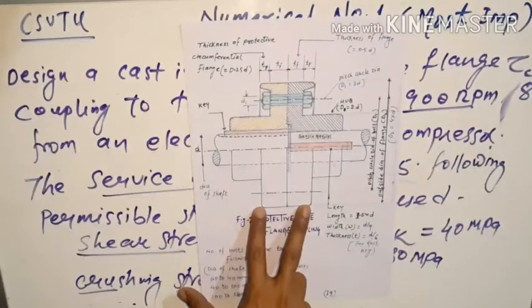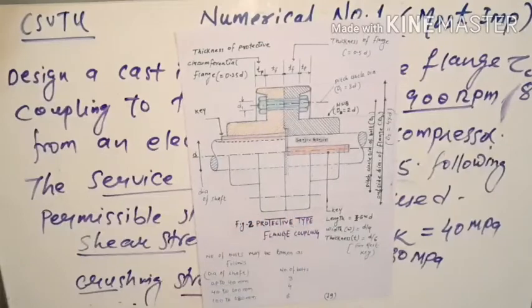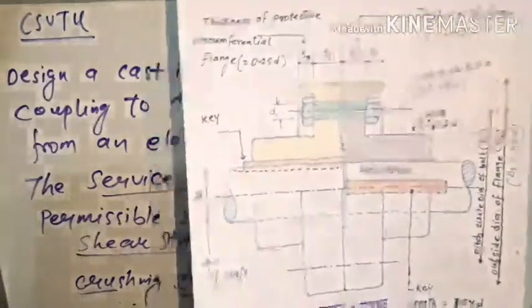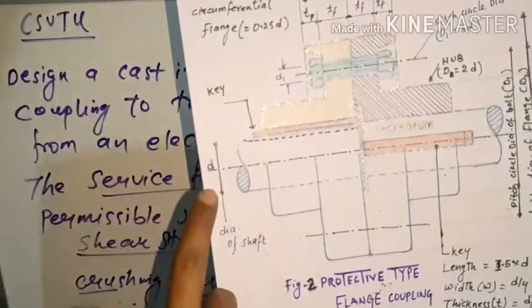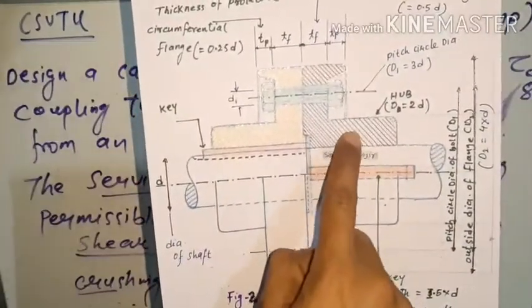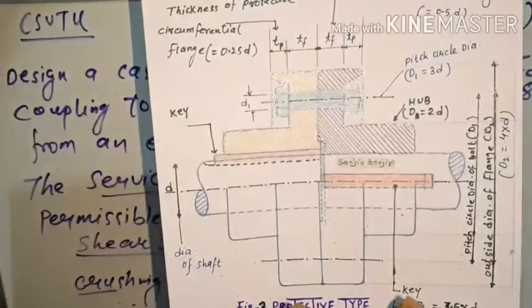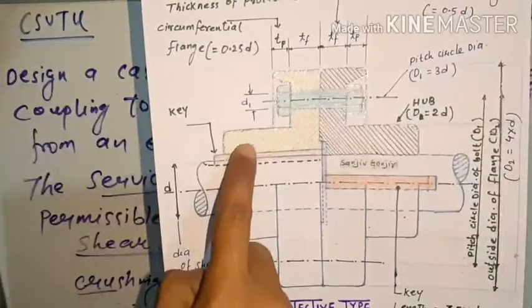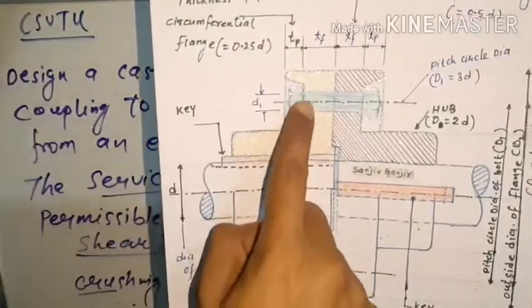So this one is the diagram, or front view, of the protected type flange coupling. Here you can see the different parts: the shaft, whose diameter is d. Next, this portion is the hub. The key and hub have an arrangement in which the key locks their rotation. Now we move to the upper section.